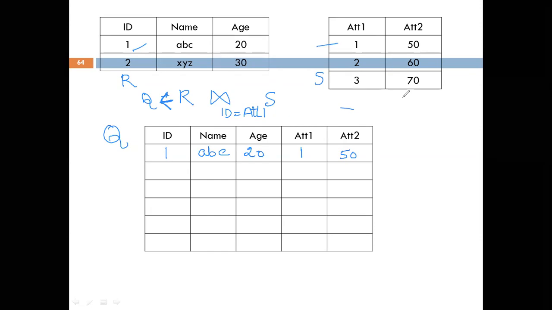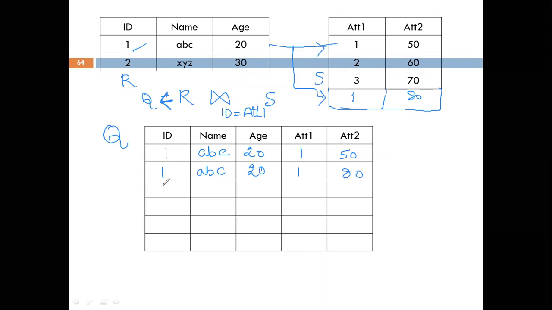But in this particular example, it is present only once. Suppose we have one more row like this, 1 followed by 80. Let us assume that one more row is present over here, 1 followed by 80. Then this particular row in the relation R will match with this one also, 1 comma 80. Which means if it is possible to match with two rows like this, both of them will be present in the join result.